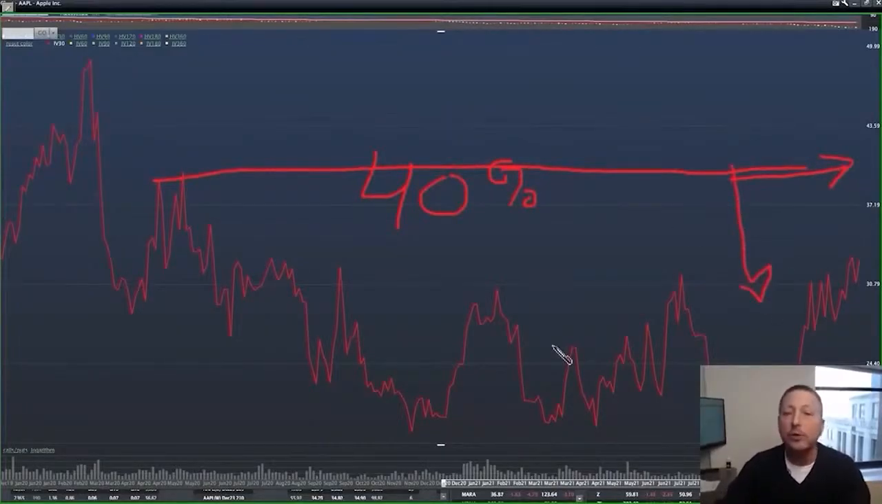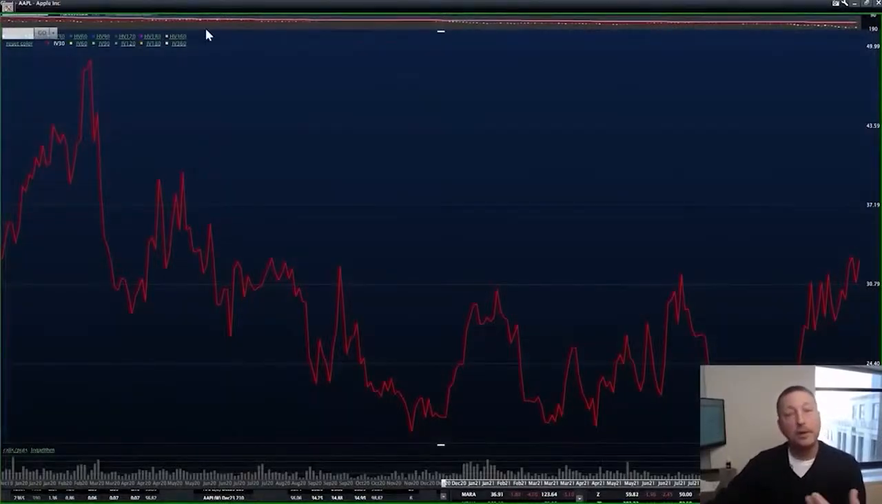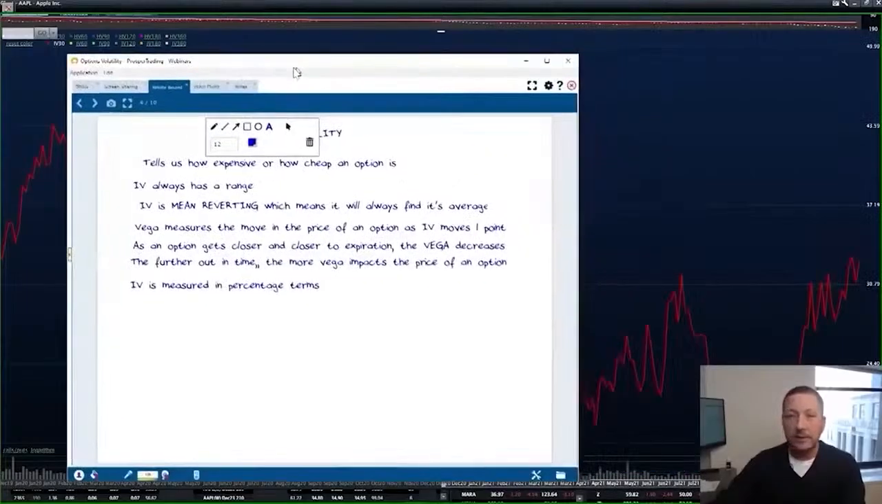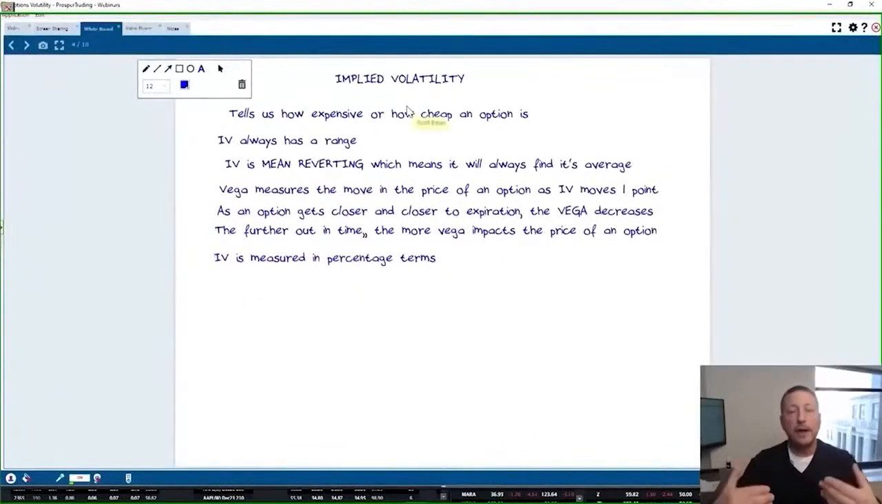Now, the key is we don't know whether that's going to happen tomorrow, the next day, next week. We do know it will happen, but this is something we need to learn about reading charts. But if we see that the implied volatility in Apple options is trading at 40%, we can say that's really, really expensive. The more expensive the volatility is, the more premium options will have.